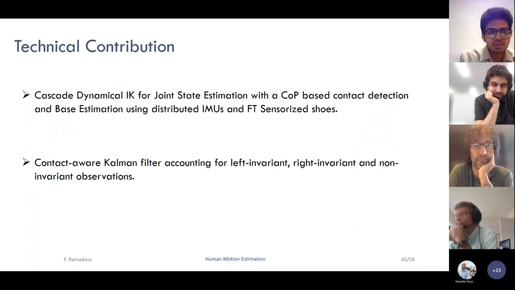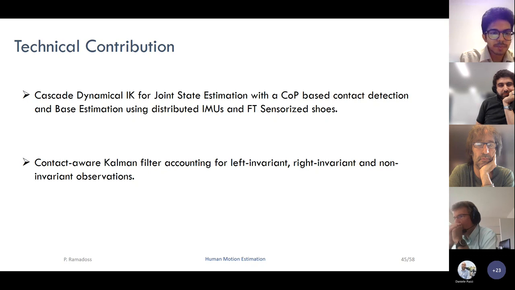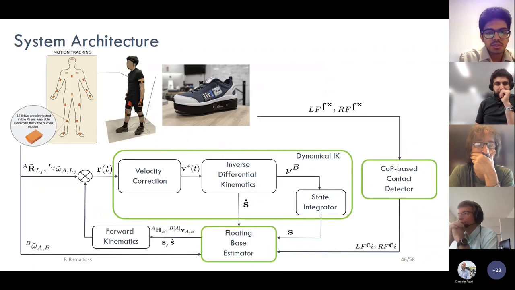So as a technical contribution, we propose to cascade the dynamical inverse kinematics for joint state estimation with a center of pressure based contact detection and floating base estimation, relying on measurements coming from distributed IMUs and force-torque sensors. It must be noted that the proposed base estimation algorithm is a contact-aware Kalman filter accounting for left-invariant, right-invariant, and non-invariant observations. Here, looking at the overall system architecture, we notice that there are three main blocks in this pipeline, which are the dynamical inverse kinematics, the center of pressure-based contact detector, and the floating base estimator.